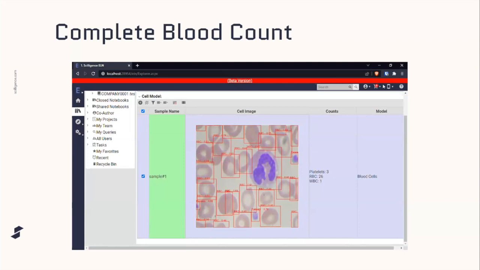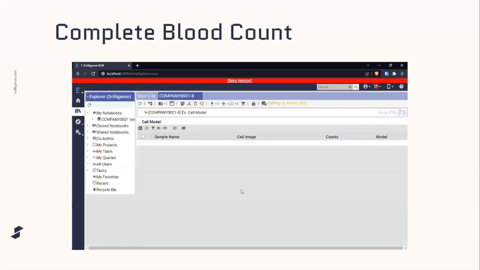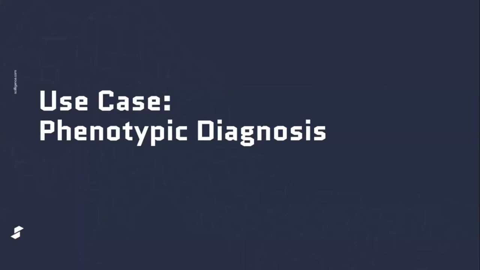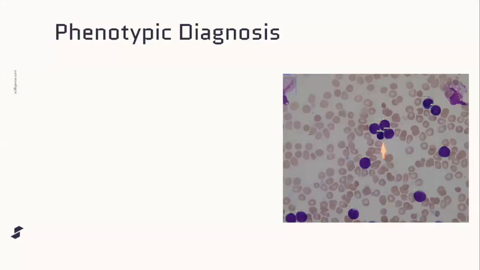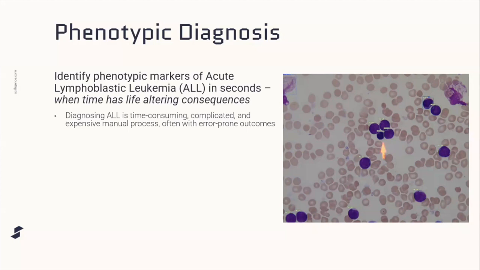So now we're going to switch gears to another use case, which is more of a phenotypic diagnosis. So instead of just getting an assessment of our sample, we would be using the phenotypes or morphology of the cells to catch pathologies. So in this example, we're going to be looking at acute lymphoblastic leukemia.